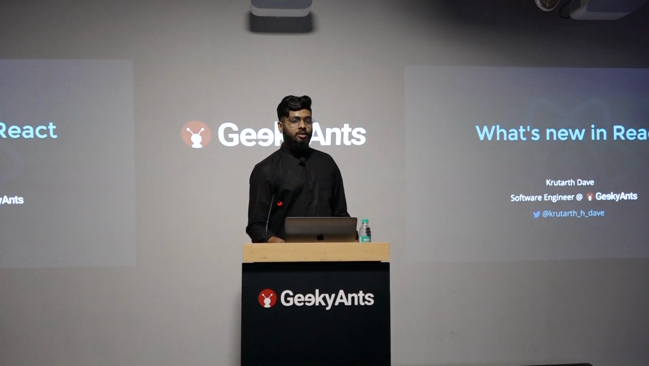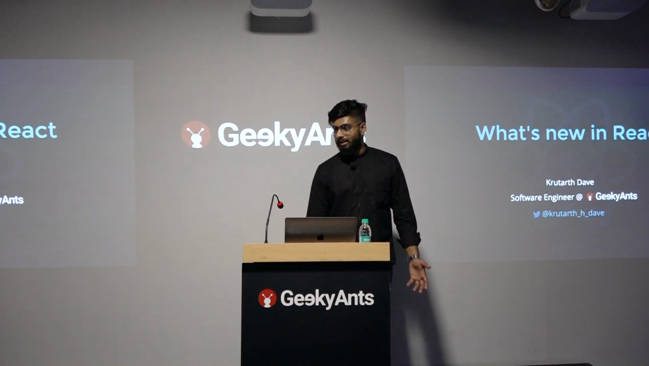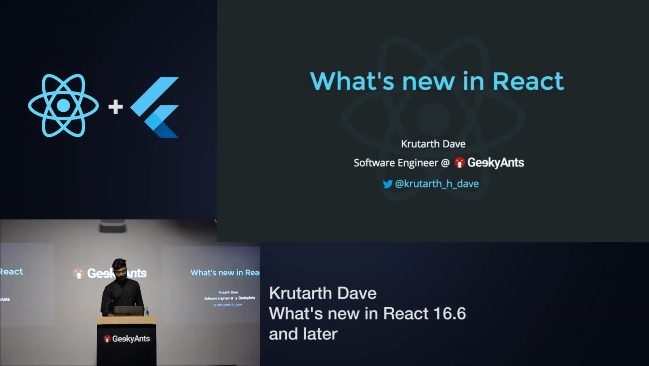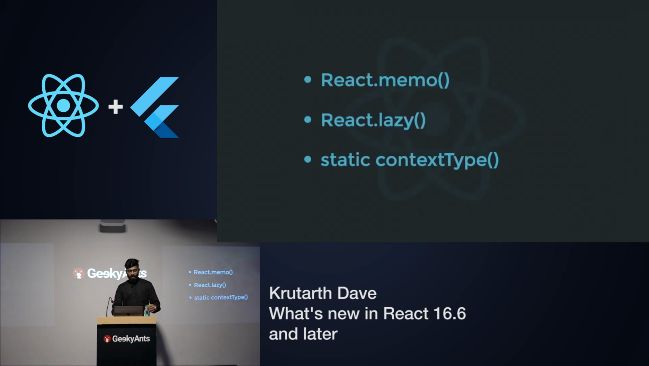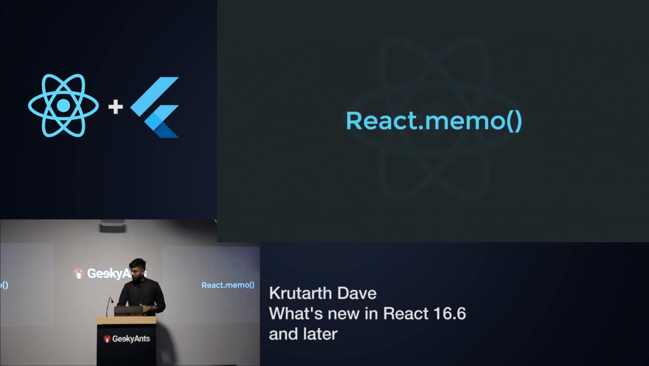And today we'll be talking about what's new in React, what's the buzz, and what are the new exciting things there. So yeah, let's start. React 16.6 came up with a few amazing things, and some of them are Memo, Lazy, and ContextType. So we'll start with Memo first.